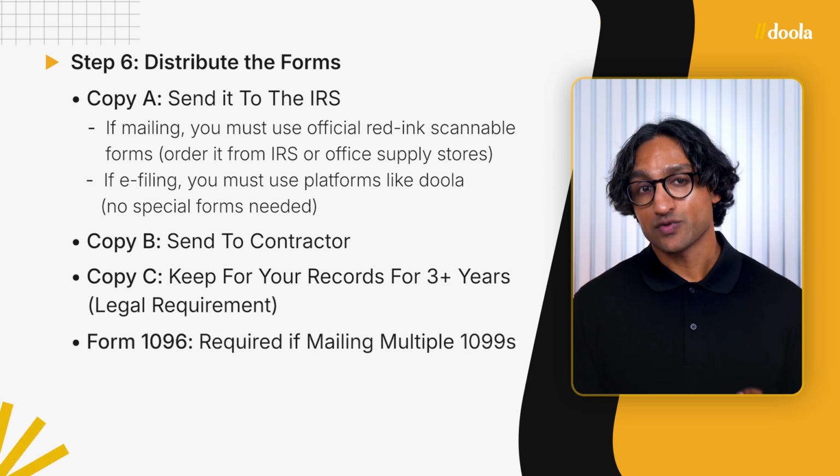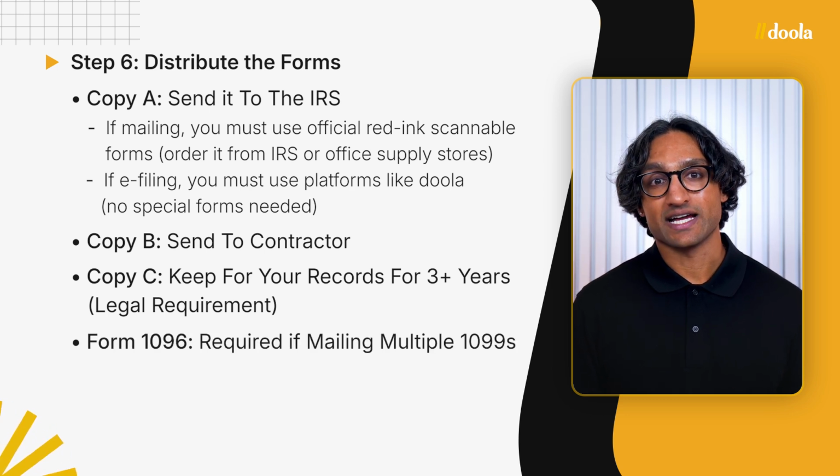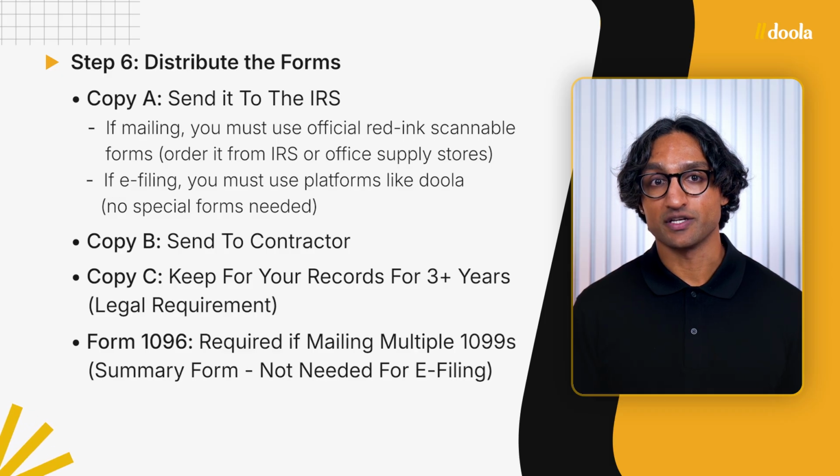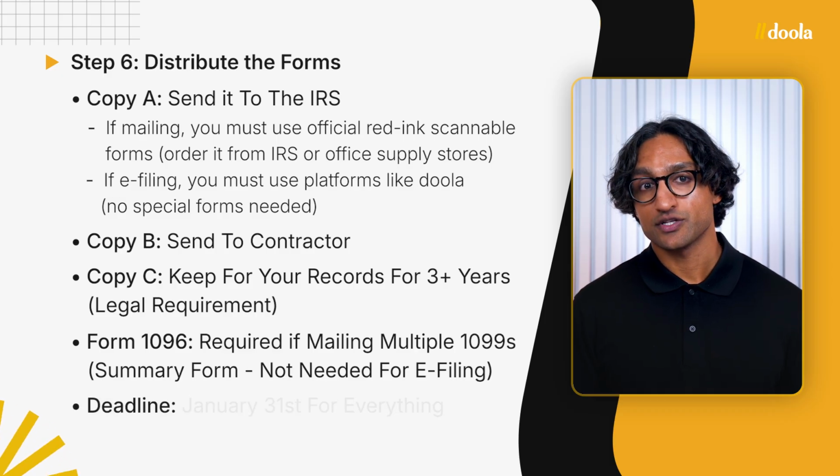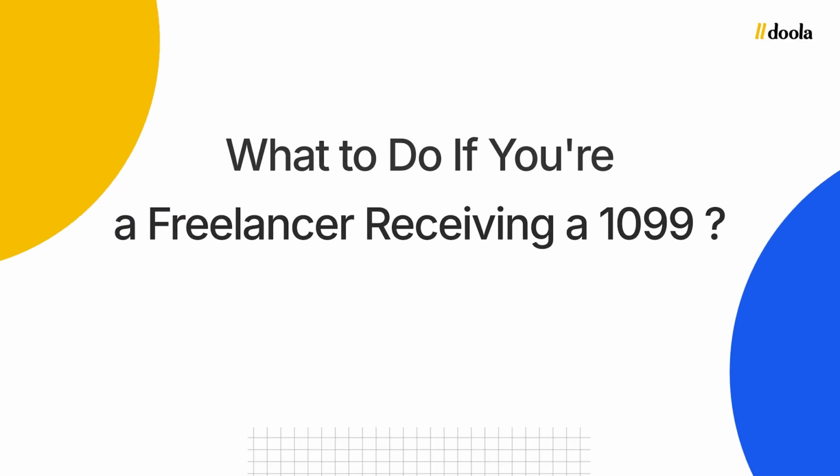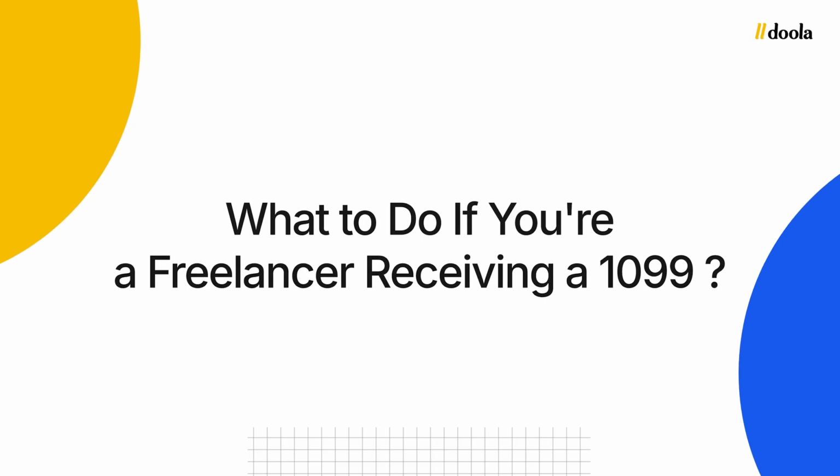Form 1096 is required if mailing multiple 1099s. That's the summary form, which is not needed for e-filing. The deadline for this, January 31st for everything. So what do you do if you're a freelancer receiving a 1099?